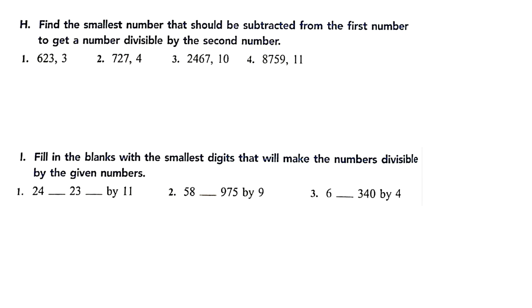Okay. So the next one is: find the smallest number that should be subtracted from the first number to get a number divisible by the second number.